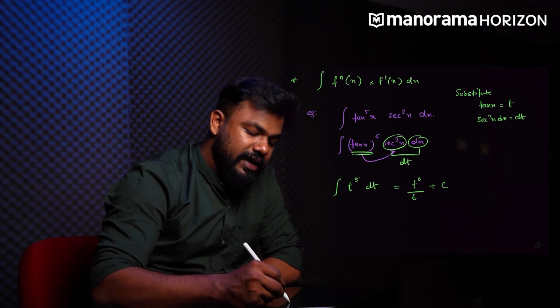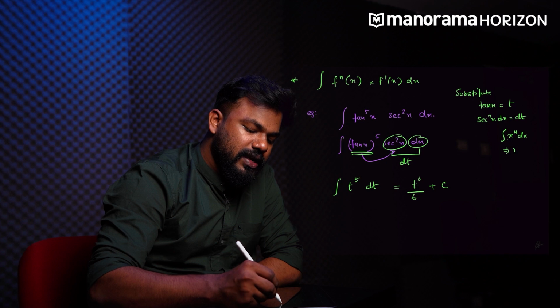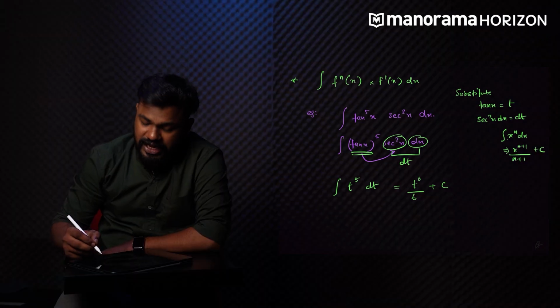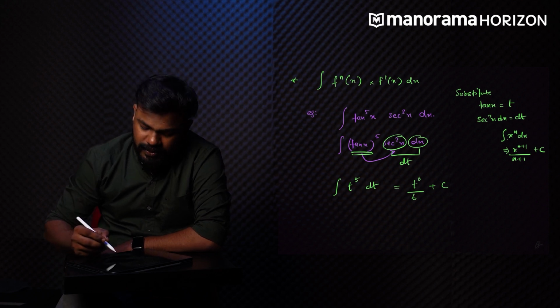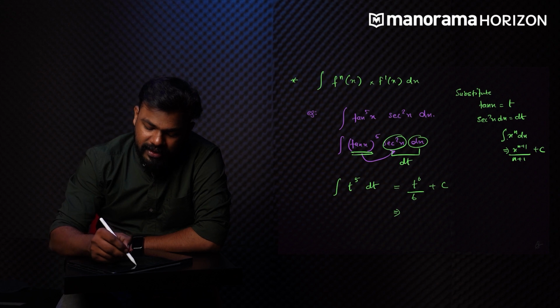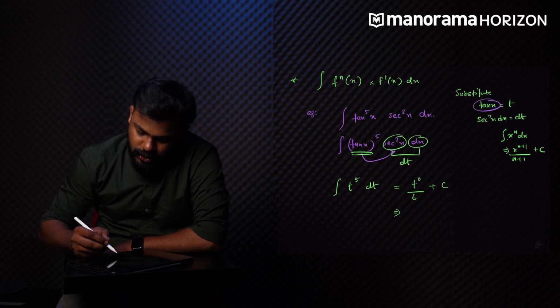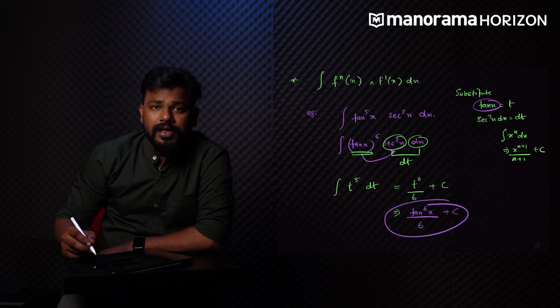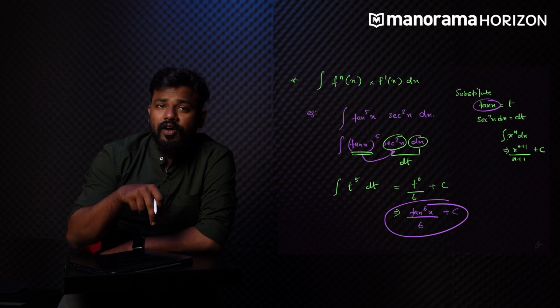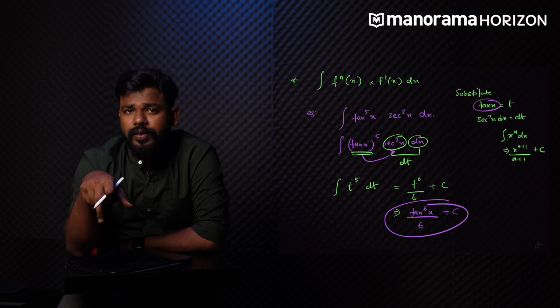We studied integral x raised to n. What is the integral of x raised to n? It will be x raised to n plus 1 by n plus 1 plus c, right? So using that same way, integral t raised to 5 dt will be t raised to 6 by 6 plus c. Now going back, what is t? Tan x. So you can write as tan raised to 6x by 6 plus c. So this is how we got the integral of tan raised to 5x into sec square x dx.